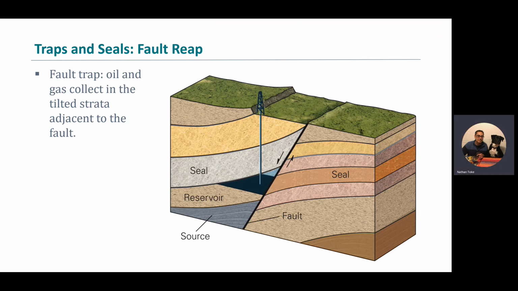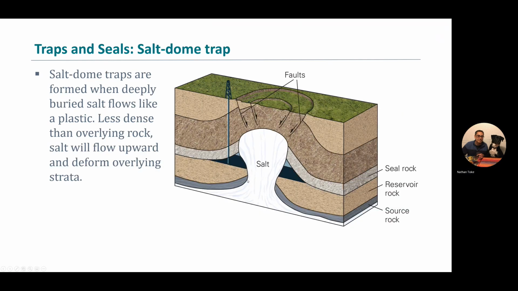Faults can also produce traps. The fault acts as a seal on one side, and then we have a non-permeable rock above with dipping strata. Then we can get a little area here, a wedge of trapped oil and gas.